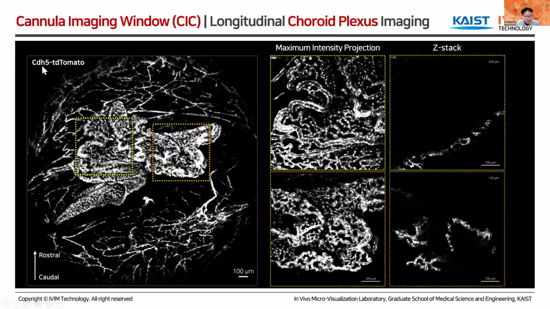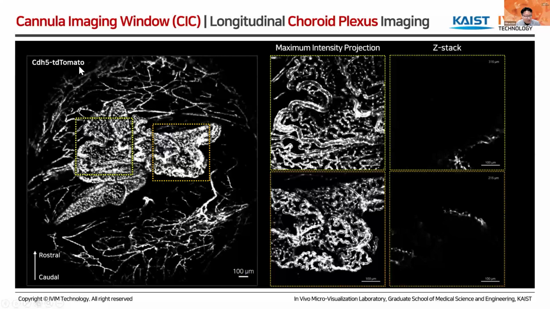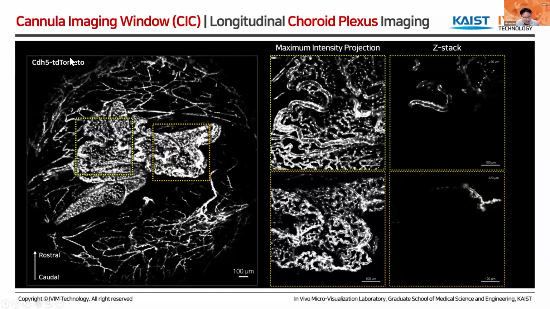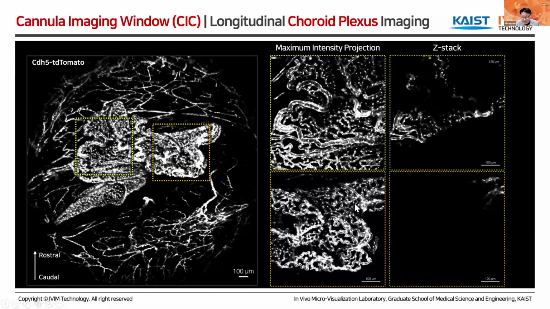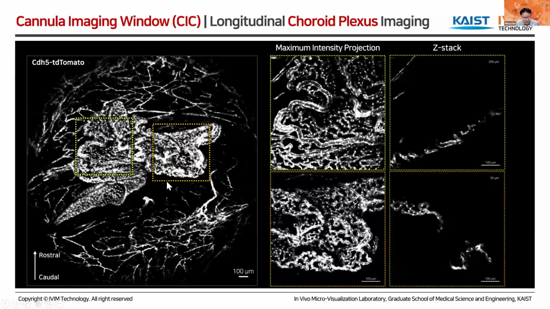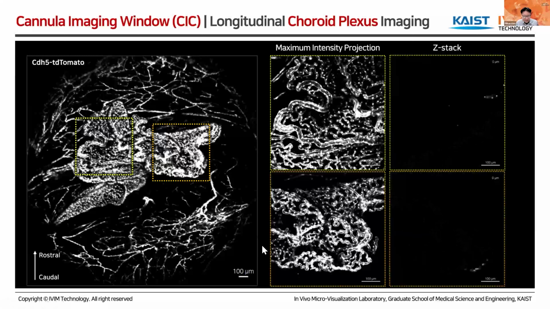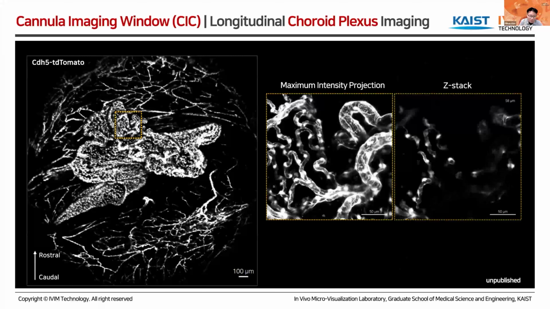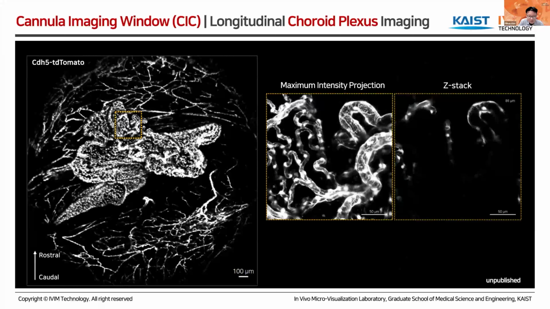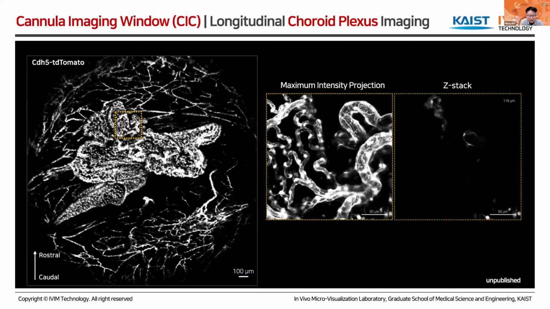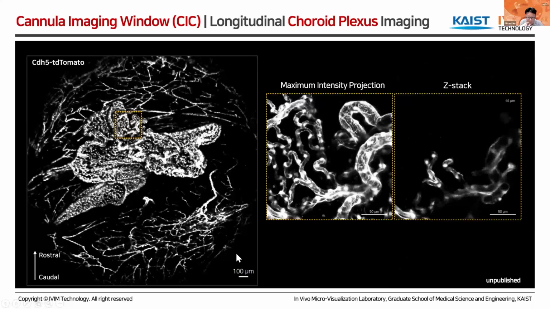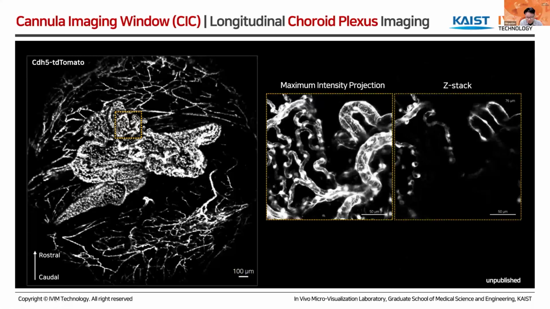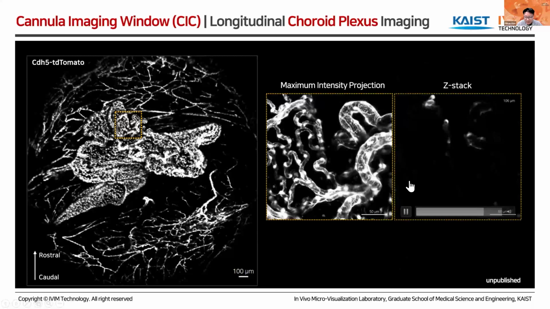In this example, we use a CDH5 tdTomato mouse, so all the blood vessel endothelial cells express tdTomato. So we can nicely visualize the capillaries in the choroid plexus. We can further zoom in. As I told you, we have a motorized objective lens turret, so we can easily switch between different magnifications of objective lens, and we can also easily switch from confocal imaging to two-photon imaging. So this is one example.